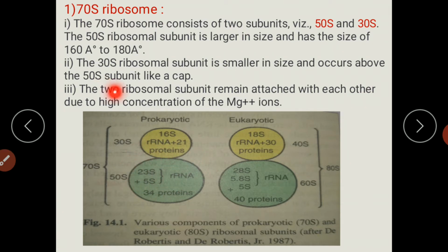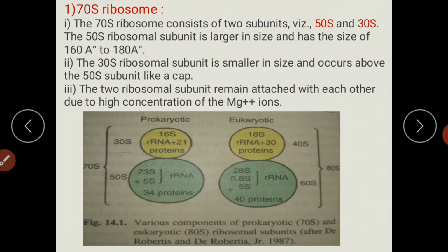So the two ribosomal subunits remain attached to each other due to a high concentration of Mg2+ ions. So these two subunits are actually attached with the help of these Mg2+ ions. These are points you must remember. When there is an absence or a low concentration of Mg2+ ions, you will find these subunits separate or apart from each other. So this is the point that you must remember.